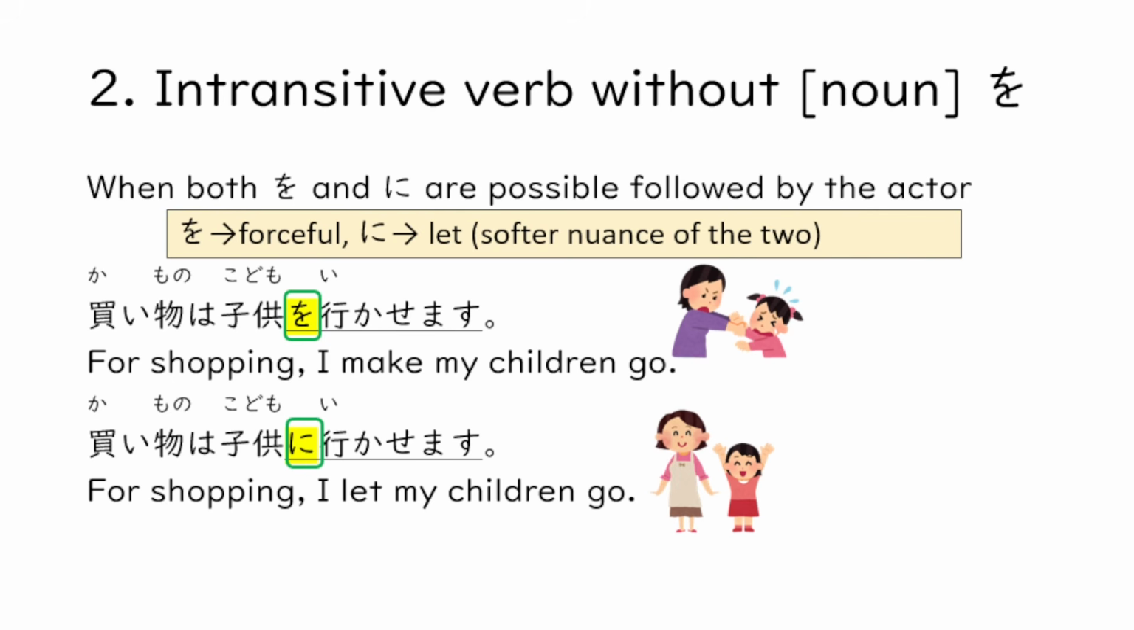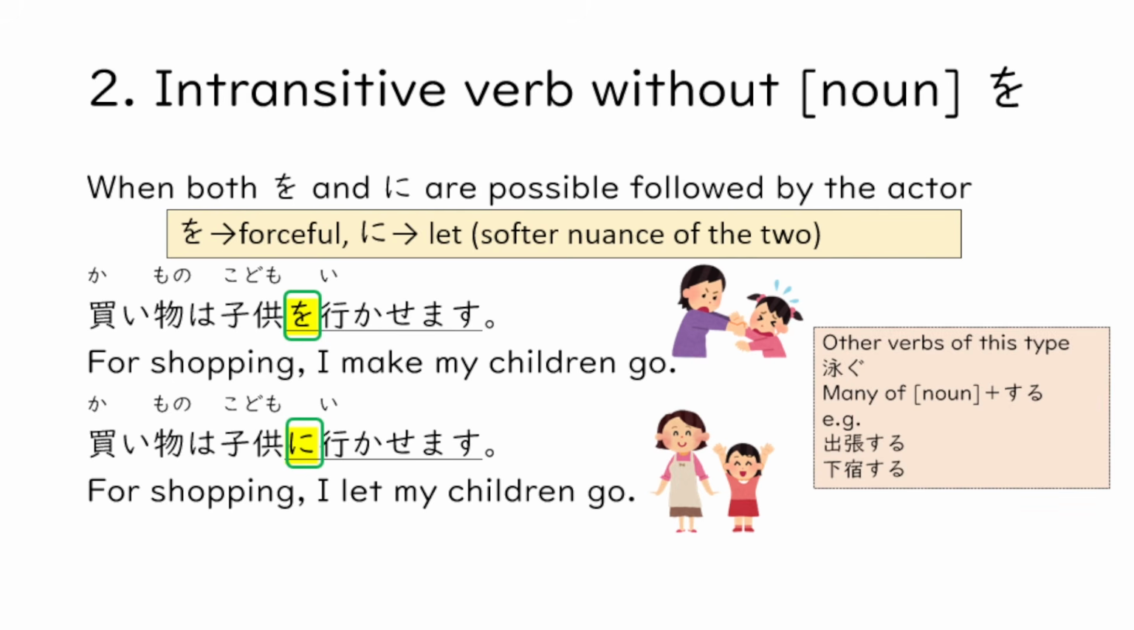You will also see this with verbs like 泳ぐ to swim, and many noun plus する verbs such as 出張する to go on a business trip, 下宿する to stay in the boarding house. I already talked about cause and effect when things change naturally, like cucumbers rotting or flowers blooming, but how about cause and effect involves people? Let's find this out next.